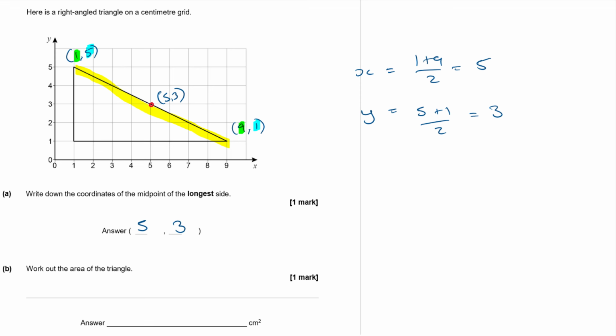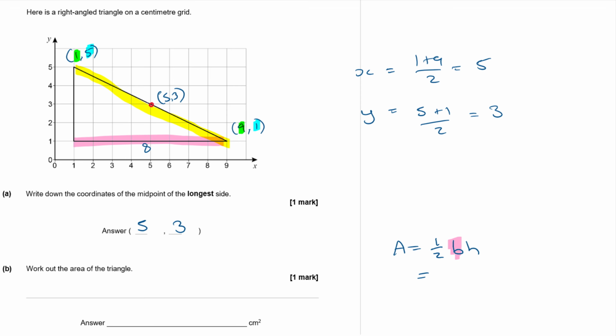And then 6b says work out the area of a triangle. Well, area of a triangle is equal to half base height, isn't it? So you multiply the two sides together and you halve it, and that's going to give you your area. So what is the base? The base is the side along the bottom there. It's that side there. Now how long is that? Just count in squares. That's 1, 2, 3, 4, 5, 6, 7, 8 in that direction. So that's 8 units. So that's going to be 8.